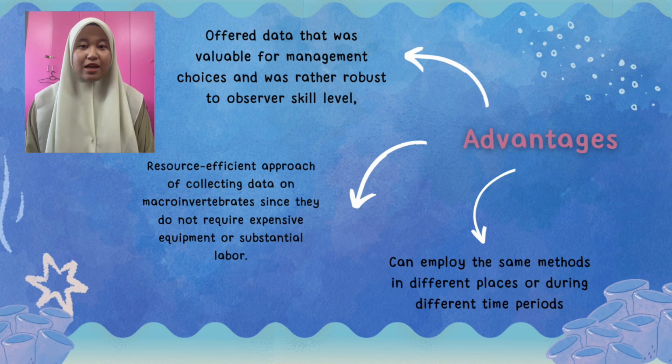Belt transects are a resource-efficient approach of collecting data on macroinvertebrates since they do not require expensive equipment or substantial labor. To compare macroinvertebrate populations, researchers can employ the same methods in different places or during different time periods. This allows for the observation of changes in population dynamics over time or variance across different habitats.